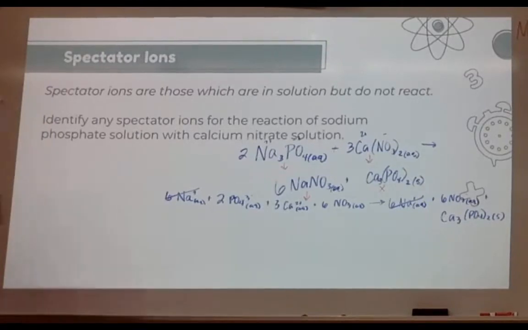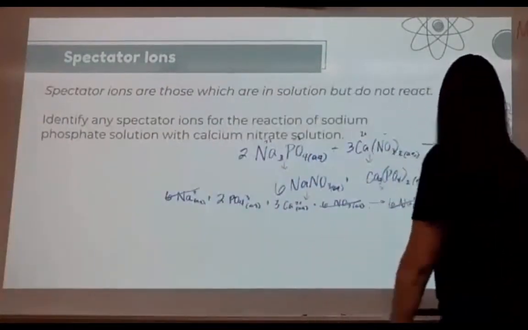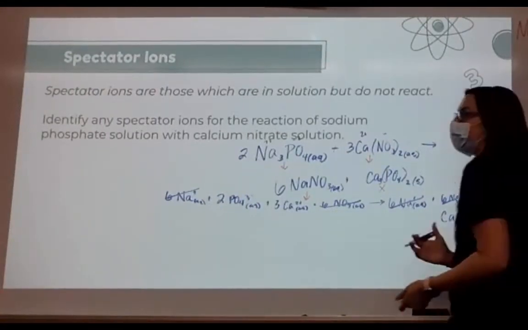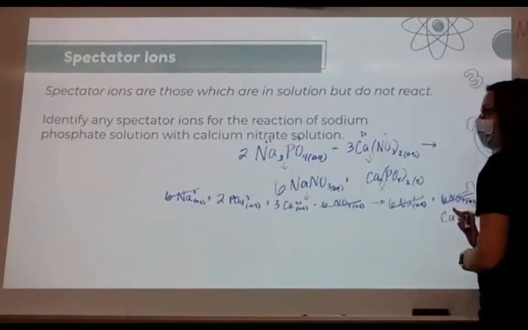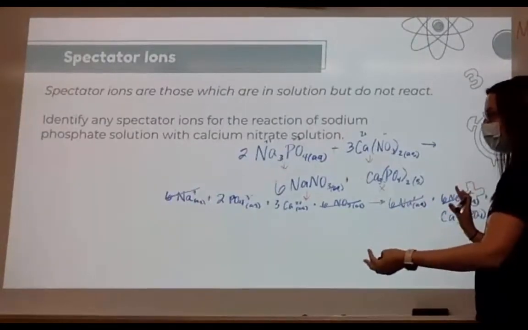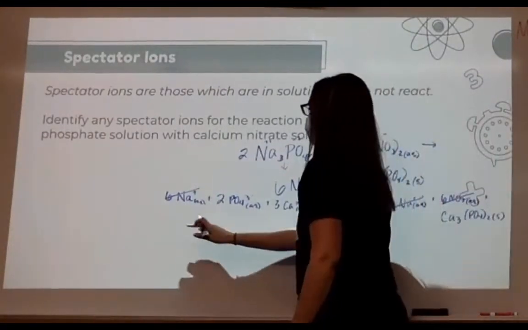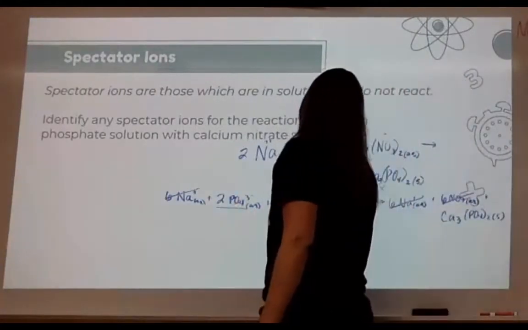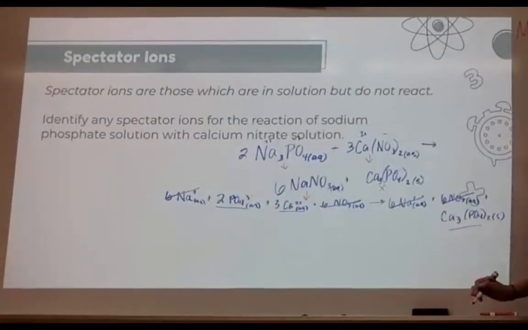6 Na plus, 6 NO3 minus. So those are the exact same. Now I always have a question, could I have like 6 and 4? Yeah, you could, and then cancel out 4 of them, but usually they're going to cancel out completely. So spectator ions are the exact same on both sides. Those cancel out. Now I'm left with my net ionic equation.